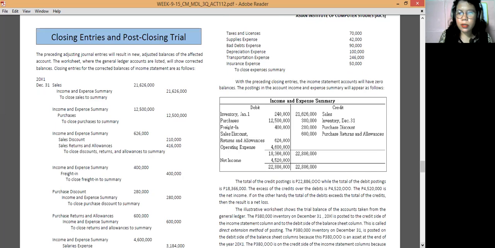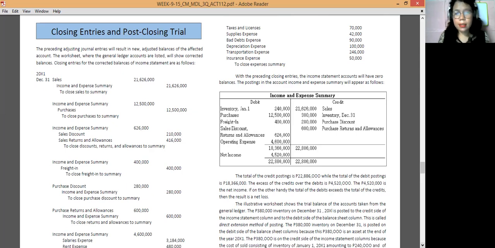Then, closing entries and post-closing trial balance. In the service business, we have already done this. Same with merchandising, there is also preparation of closing entries and post-closing trial balance. These are the closing entries for the corrected balances of the income statement, as follows. These are given. So, sales of 21,626,000, and income and expense is 21,620,000. That was already mentioned in our previous discussion. Just look for it. These are our entries.